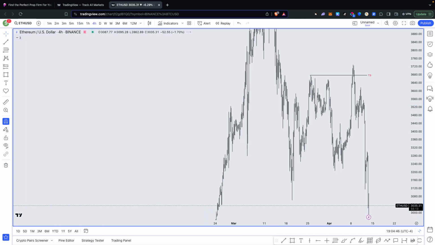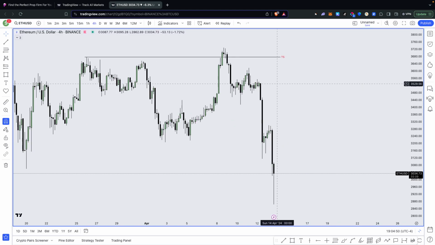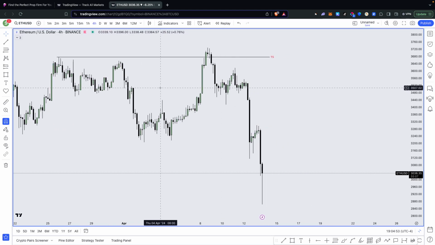Okay. Cheers, guys. So turtle soup and breakaway gaps. That's a model.